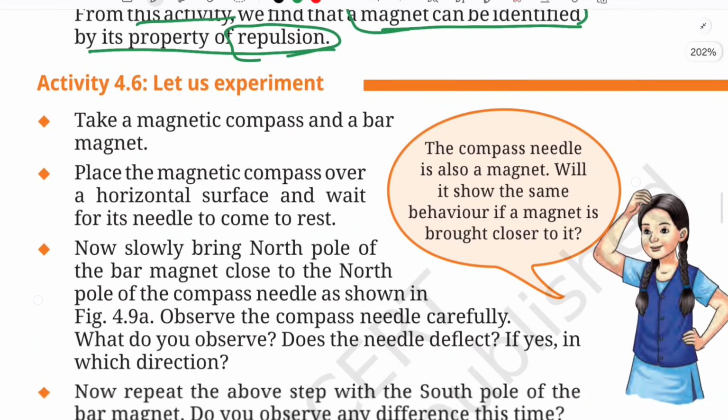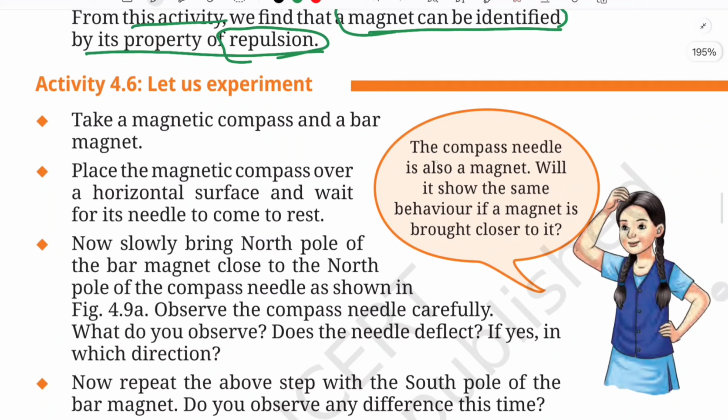Again, let us find out more about this. Here again a question has been raised by this girl. The compass needle is also a magnet. See, we have learned about our compass needle in our previous class, isn't it? So the compass needle is also a magnet. So will it show the same behavior if a magnet is brought closer to it? Just like the above activity.